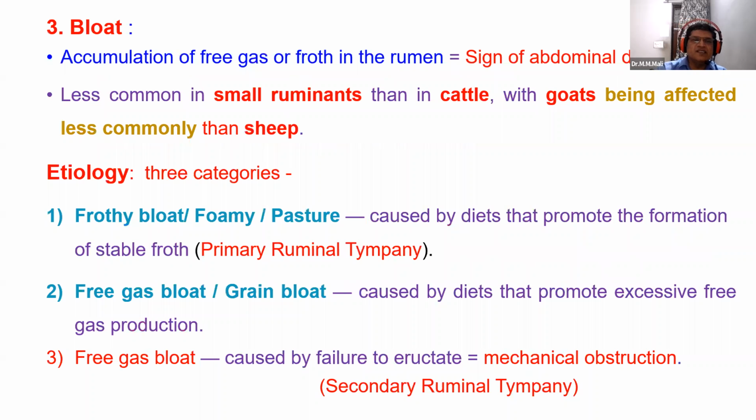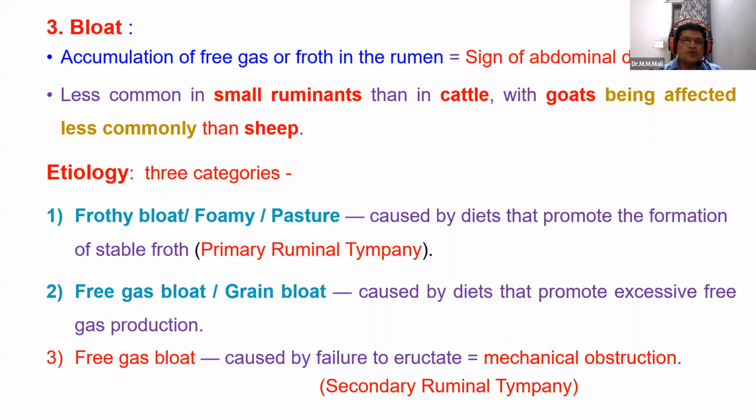So coming to the next condition, a very common condition, this is bloat or tympany. Accumulation of free gases or froth in the rumen is known as bloat, and the sign of bloat is always abdominal distension. Bloat is regarded as less common in small ruminants, with goats being affected less commonly than sheep. So sheep develop bloat more commonly as compared to goats, and both sheep and goats have less occurrence of bloat as compared to other large ruminants.